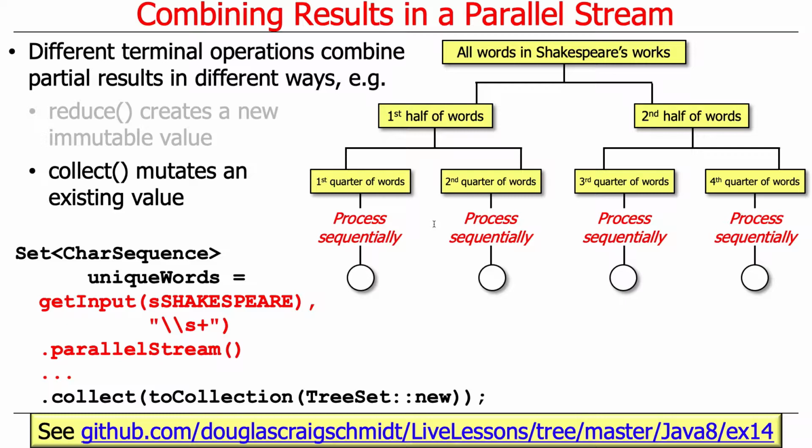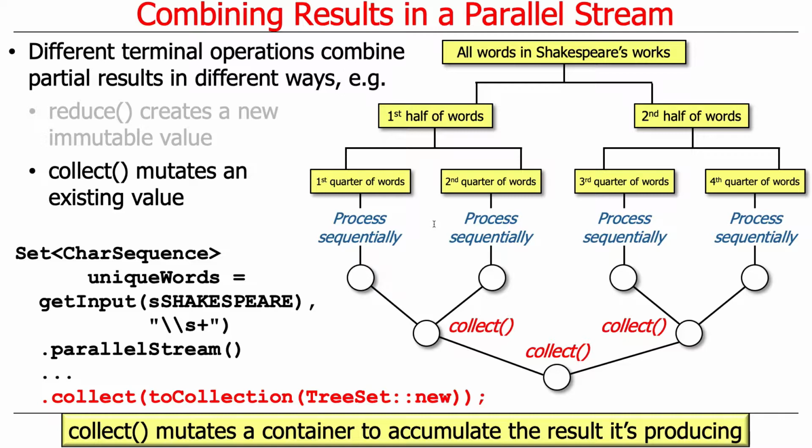So we start out with all the words in Shakespeare, and then in our parallel stream, that'll get split up into the first half of the words in Shakespeare and the second half of the words in Shakespeare, and then the first quarter of words in Shakespeare, the second quarter of words in Shakespeare, and this could continue on and on and on until we ended up with atomic level words. And then what we're going to do, in this particular example, maybe we're searching, who knows, we're doing something. But at the very least, what we're going to do is we're going to collect the results together. We're going to collect the results together into a tree set.